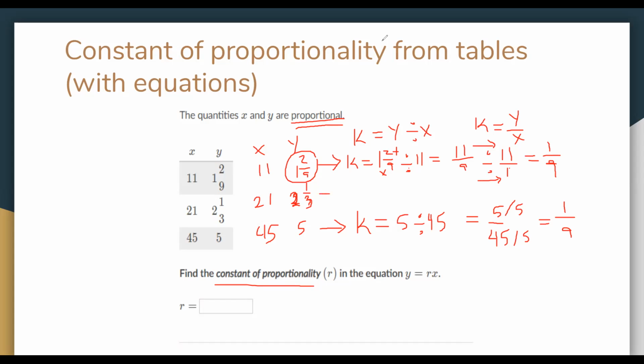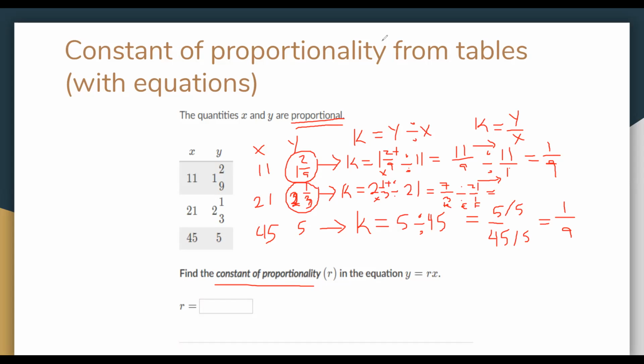Now, I'll do the last one just so that you have this in your notes. Again, k is 2 1/3 divided by 21, because again, we needed to put the y value first. So what is that going to be? I'm going to convert the mixed number to an improper fraction. So 2 times 3 is 6, and 6 plus 1 is 7 over 3, divided by 21 over 1. Now, at this point, we know that we cannot divide from left to right because I don't get a whole number in the top. So I'm going to have to keep, change, and flip. So keep, change, and flip.